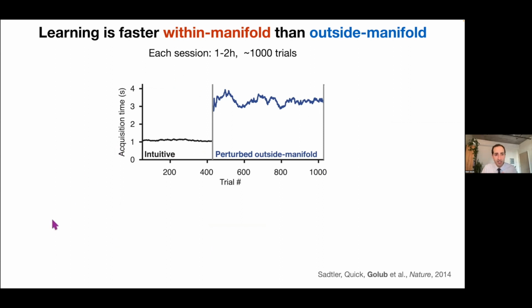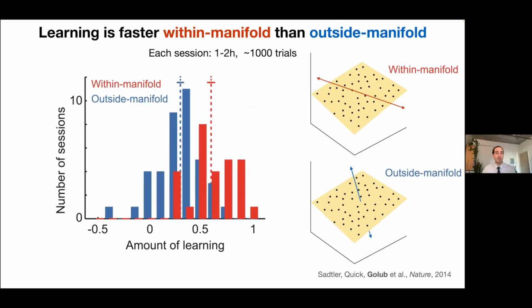By contrast, here's a representative outside manifold session. After the mapping is switched, performance never really improves. We don't really see much learning. And this was the general trend that we saw across many experimental sessions. The amount of learning was greater within manifold compared to outside of manifold.